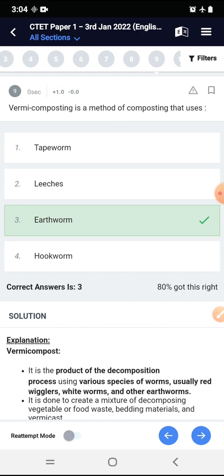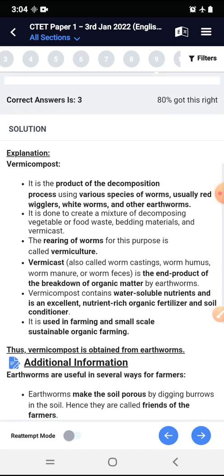Vermicomposting is a method of composting that uses earthworms. What do we use here? We use the earthworm.